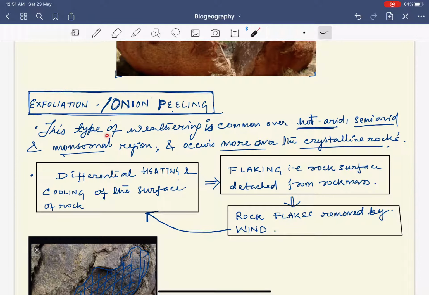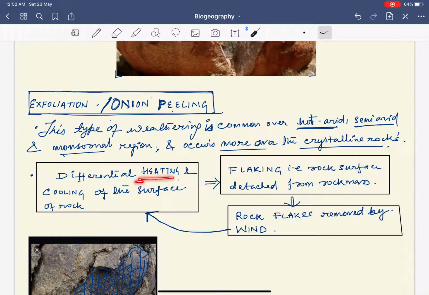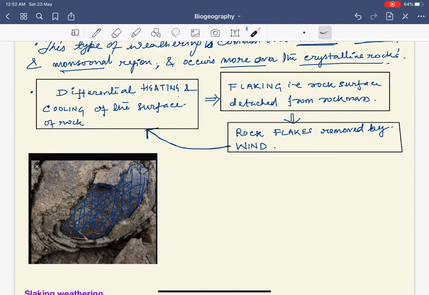Look at this. This type of weathering is common in the hot arid, semi-arid and monsoonal regions, and occurs more over crystalline rocks. How does it occur? Again, we have the same differential heating and cooling of the surface rock. It leads to flaking, that is, the rock surface is detached from the rock mass. Rock flakes are removed by the wind. This is the simple system. Heating and cooling lead to the formation of rock flakes.